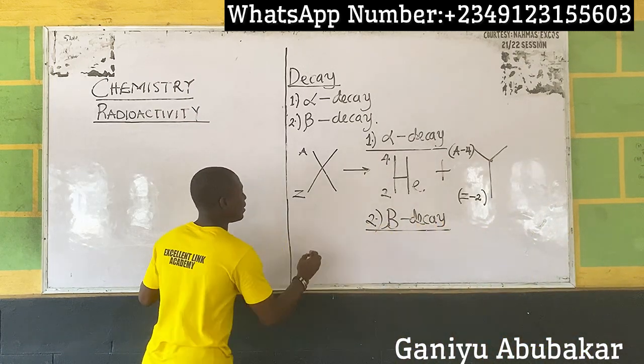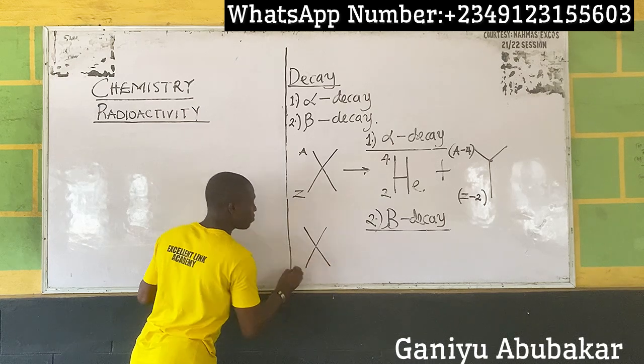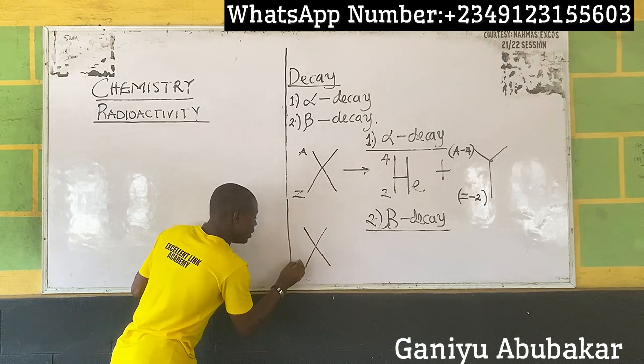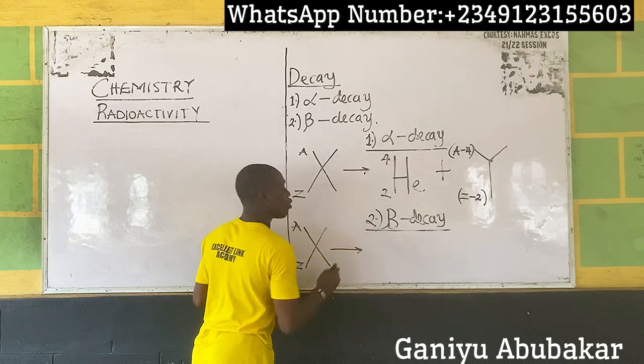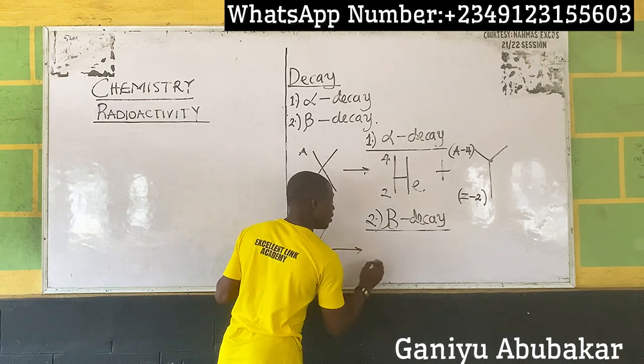Let's say I have an element X, having atomic number Z and mass number A, such that this element undergoes a beta decay.